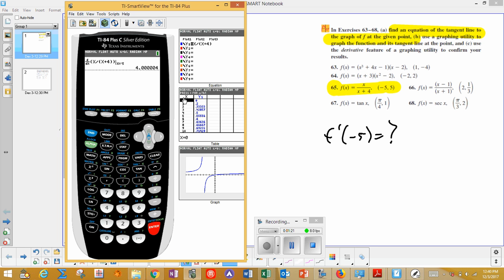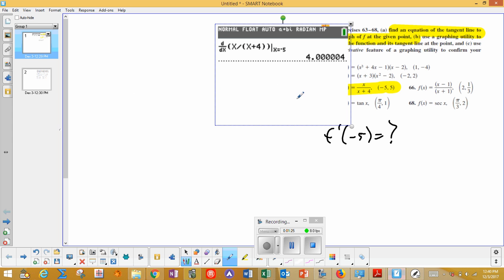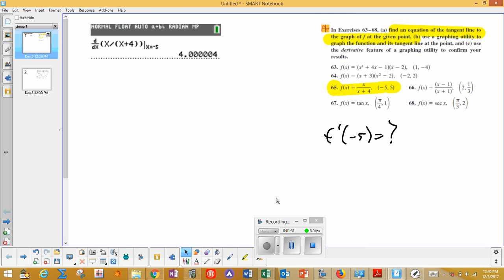It's supposed to come over here. There we go. It told me 4.00004, but my brain says that means 4. So this means that f prime of negative 5 is 4.